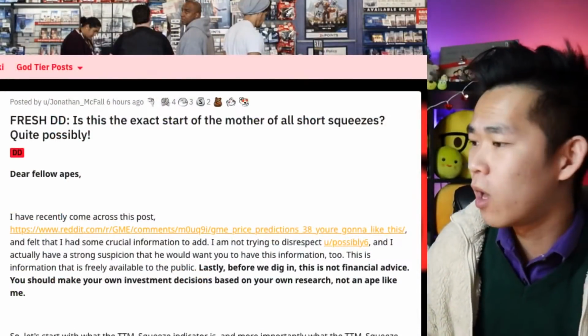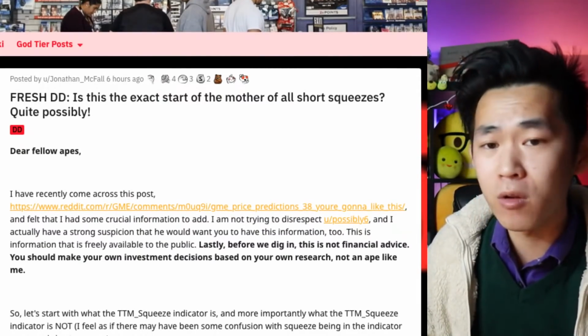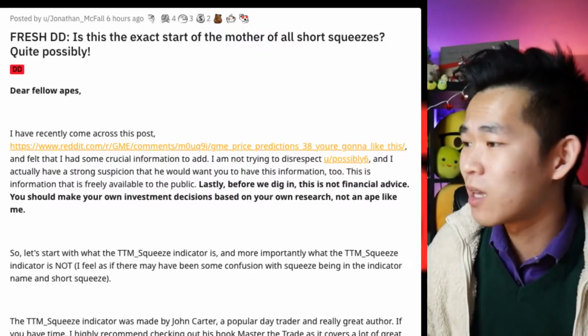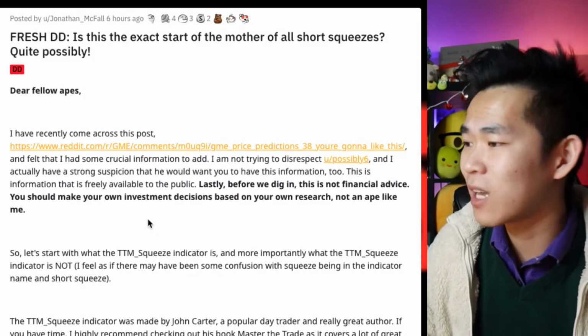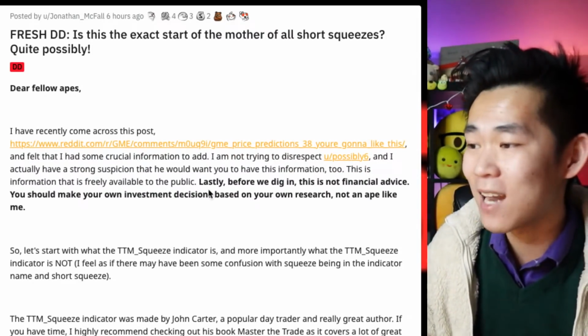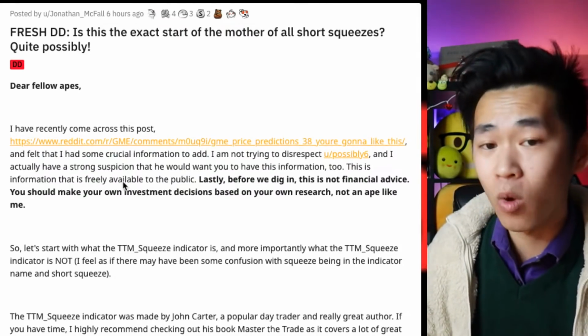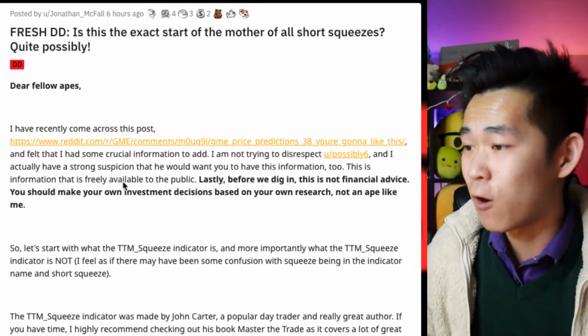And today we're going to talk about a very important indicator because, as you know, data is king. Let's get started. So, is this the exact start of the mother of all short squeezes? Quite possibly. Dear fellow apes, they've recently come across this post and felt like there was some crucial info to add. They're not trying to disrespect this other user, but they have a strong suspicion that they want you to have all the info too.